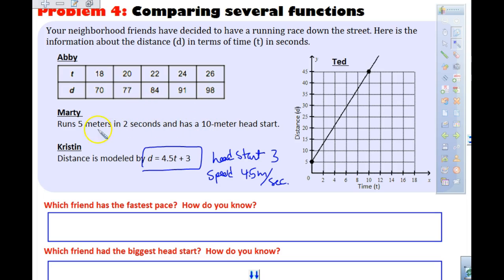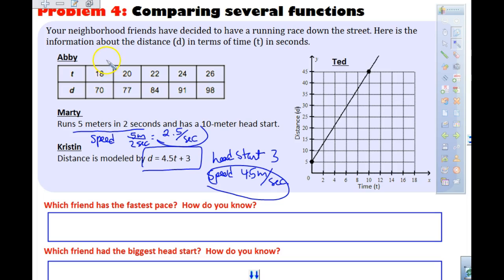So far we know this person is going 5 meters in 2 seconds. How fast is that for their speed? 5 meters in 2 seconds. That is how many meters per second? 2.5 meters per second, right? So we now have our speed of this person is 4.5. We have our speed of Marty is 2.5. So far it looks like Kristen's going fastest. But we need to find Abby's speed.